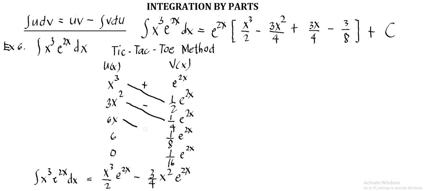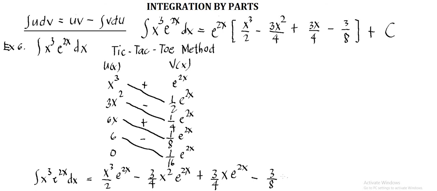Ang kasunod naman ay yung positive product nung dalawa na ito. So, magkakaroon tayo ng 6x times 1/8 e to the 2x. So, yung 6/8, so that's 3/4. Positive 3/4. So, plus 3/4 x e to the 2x. And then, yung last term ng ating sagot ay yung negative product nitong dalawa na ito, 6/16. So, yung 6/16 ay 3/8. So, minus 3/8 e to the 2x.